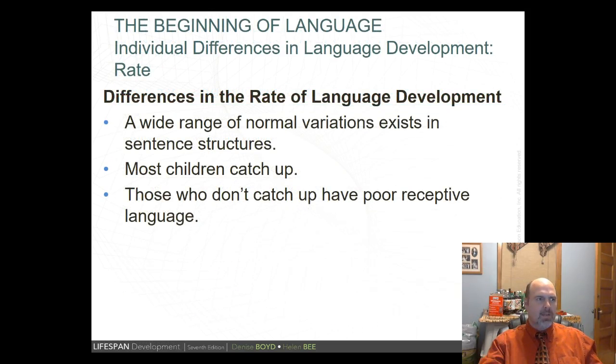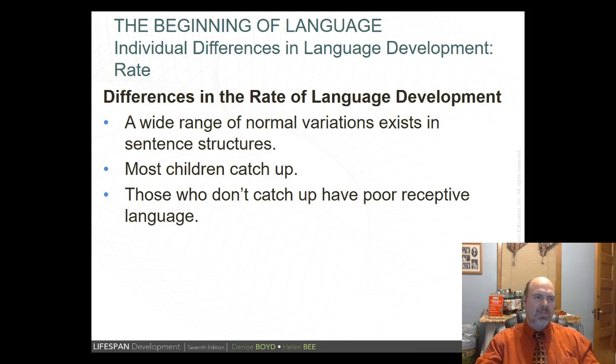Okay, next is differences in the rate. Don't worry, children develop at different rates. You've heard the conjecture that Einstein did not speak until 4 years of age. I don't know if it's rumor or not, but maybe he was just overly conscientious about speaking correctly grammatically. Now, don't go out and hire a speech or language pathologist right away. Most children do catch up over time.